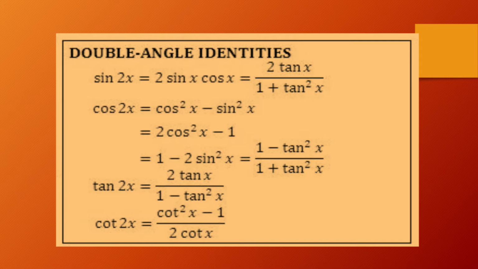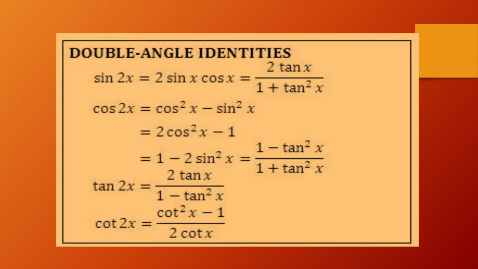And for our cosine 2x, we have three equalities in the double angle identities. We have cosine squared x minus sine squared x. And we also have 2 cosine squared x minus 1. And then we also have 1 minus 2 sine squared x, or 1 minus tangent squared x all over 1 plus tangent squared x.